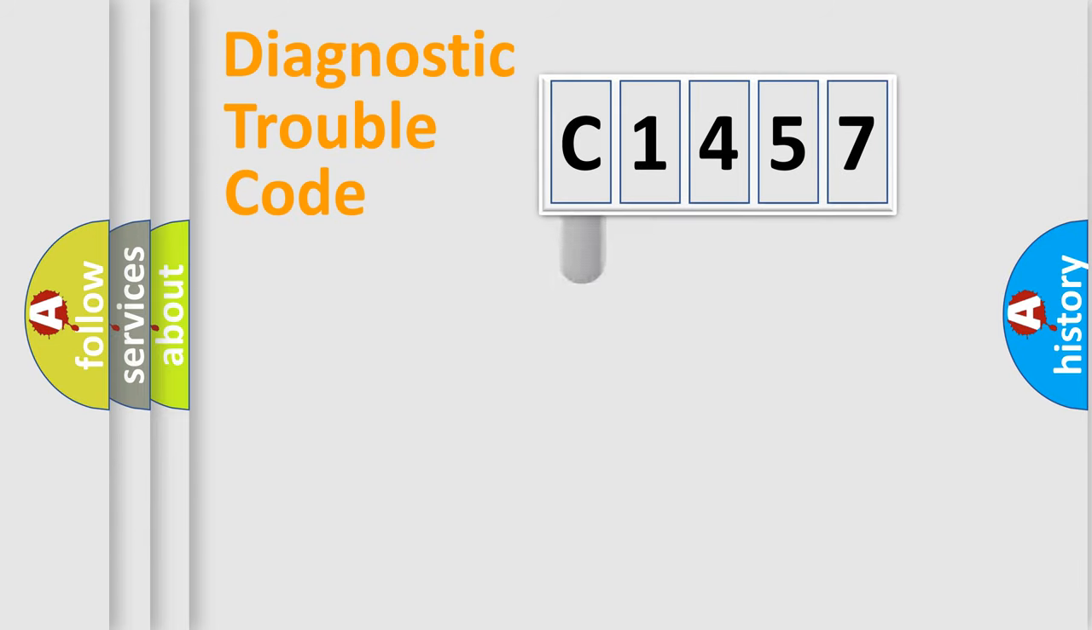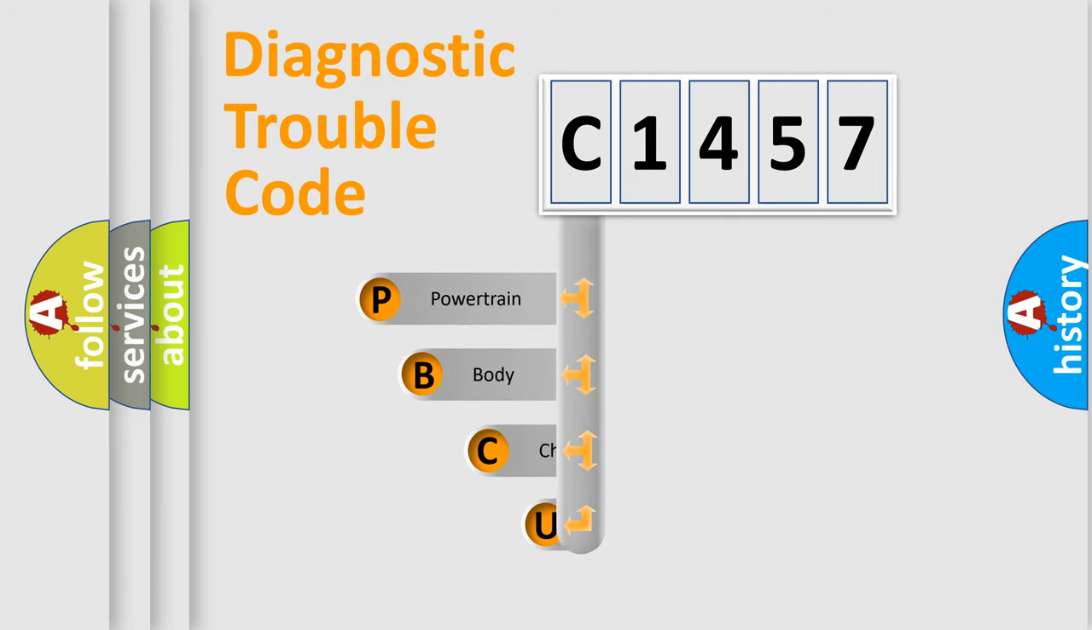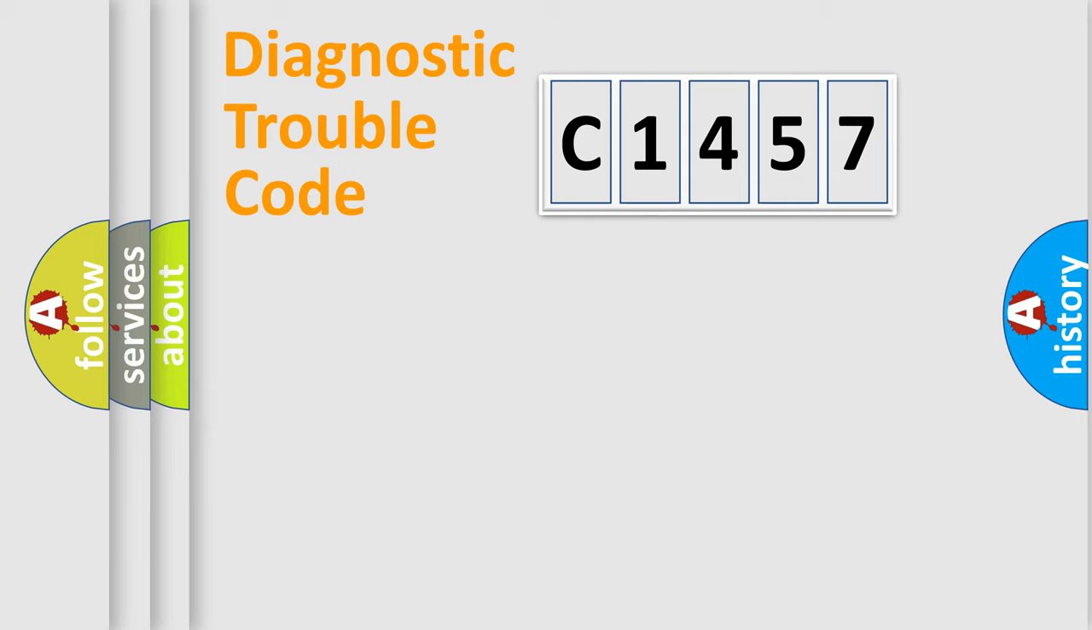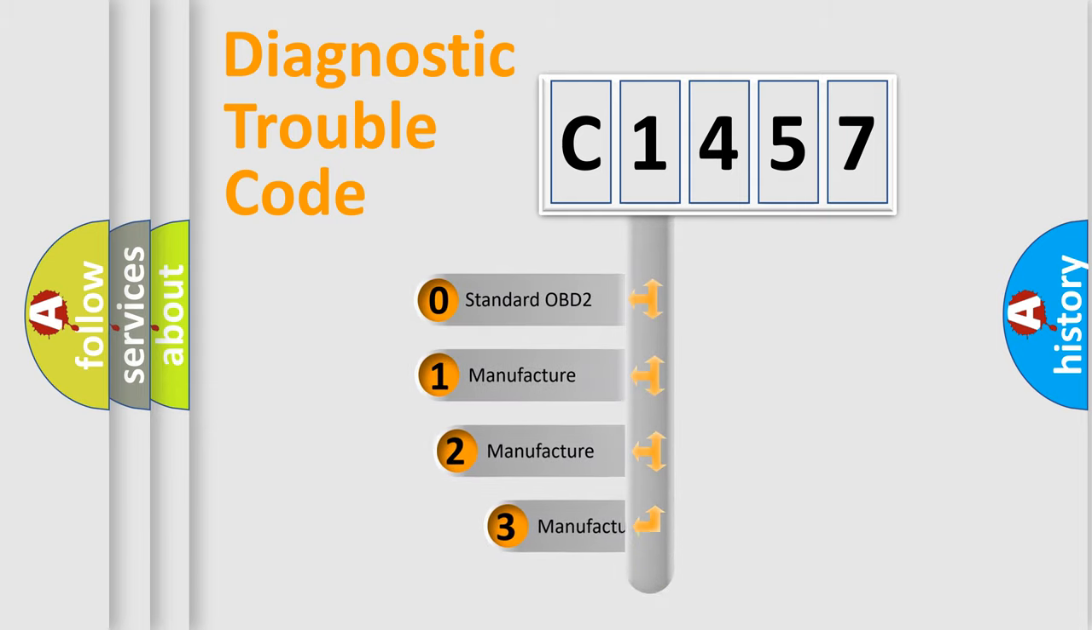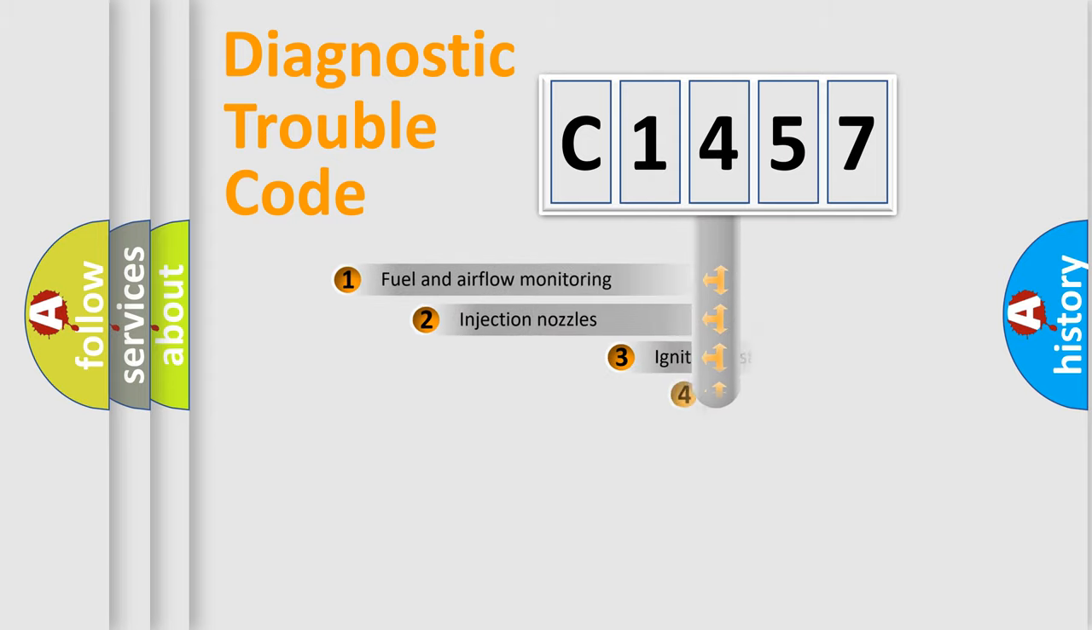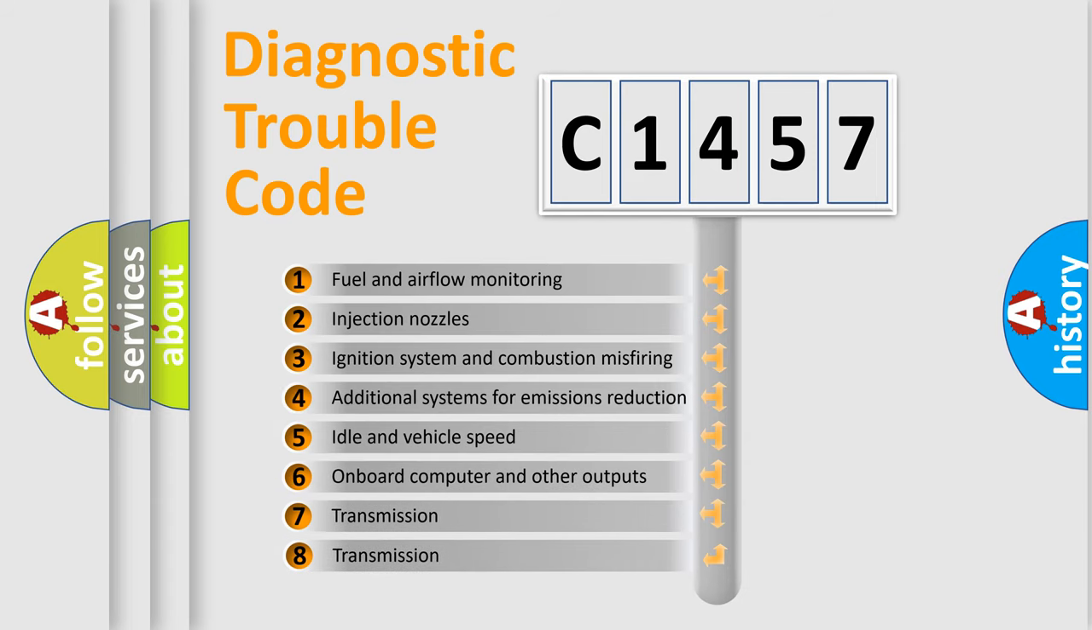Let's do this. First, let's look at the history of diagnostic fault code composition according to the OBD2 protocol, which is unified for all automakers since 2000. We divide the electric system of an automobile into four basic units: powertrain, body, chassis, network. This distribution is defined in the first character of the code. If the second character is zero, it is a standardized error. In the case of the numbers 1, 2, 3, it is a more specific, manufacturer-specific error.